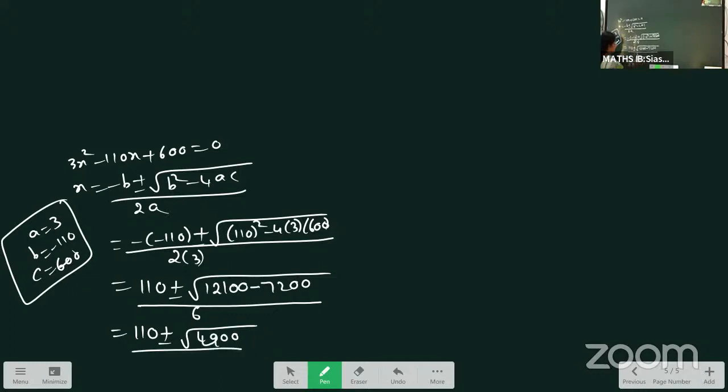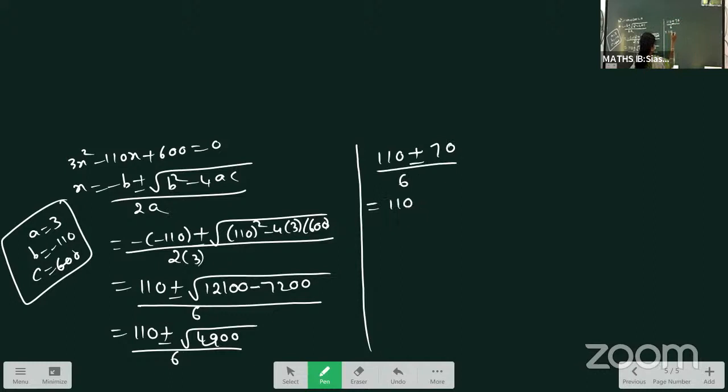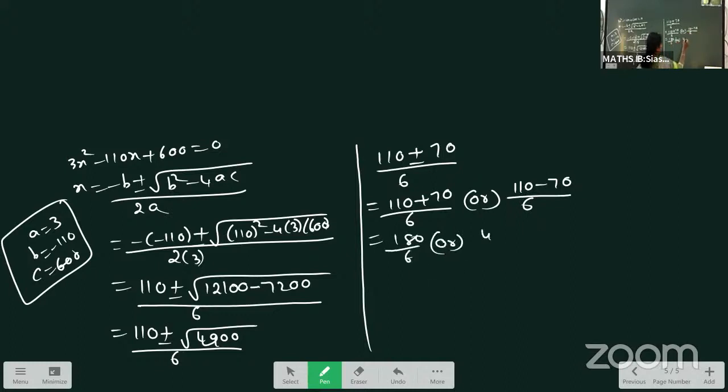4,900 by 6. Now the square root of 4,900 is 70. So x = (110 ± 70)/6. Once we take the plus value, that is (110 + 70)/6, or once we take the minus value, (110 − 70)/6. So 110 + 70 is 180 by 6, or 110 − 70 is 40 by 6. So x is equal to what are the values? Six 30s are 180, or 2 3s are 6, 2 20s are 40, so 20 by 3.